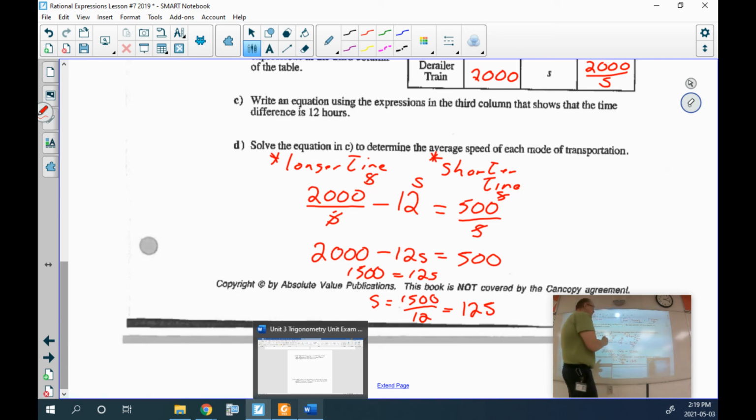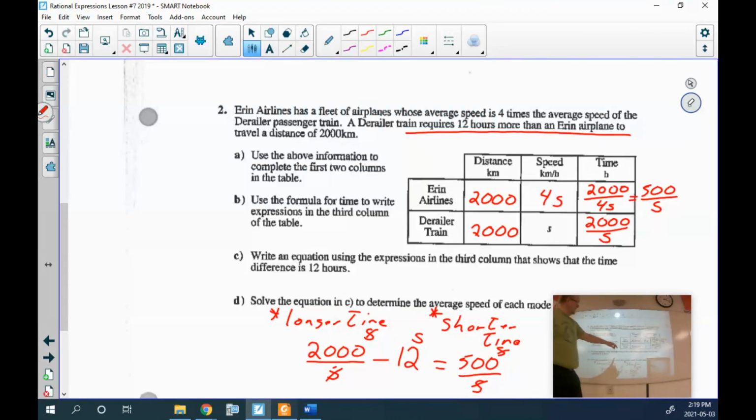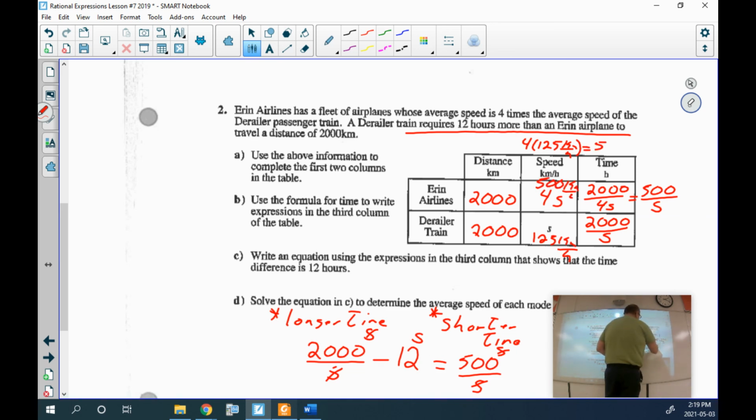Now, what the heck does that mean? Well, let's go back up here. We said the derailleur train speed was S. So S is 125, which means the train's speed is 125 kilometers per hour. The speed of the airplane is 4 times 125, so the plane is traveling at 500 kilometers per hour.